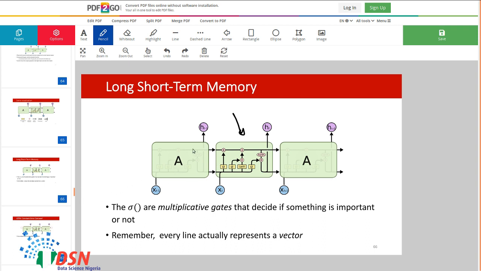When you see these sigmoids, they are kind of valves or gates in this cell. Because they are between 0 and 1, they could control how much of the input they pass through to the output, okay. So they are kind of gates or valves that let the information pass through them.